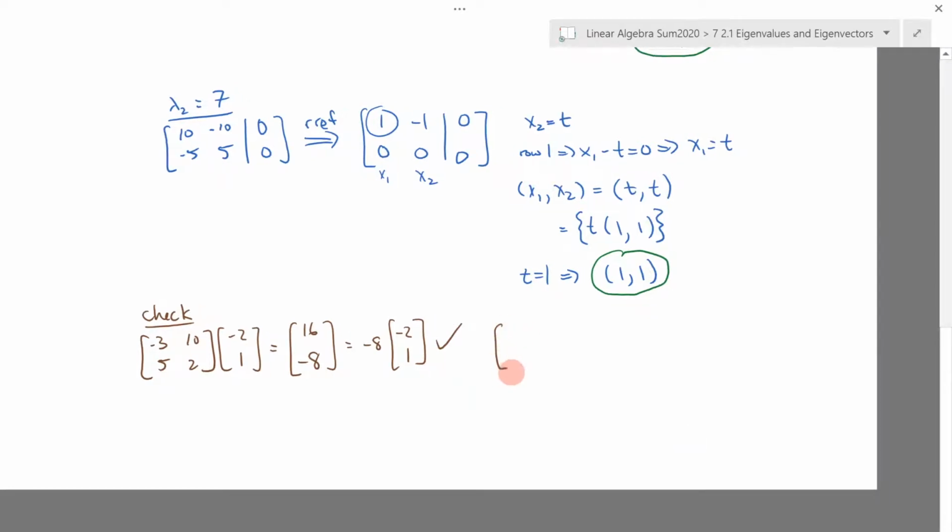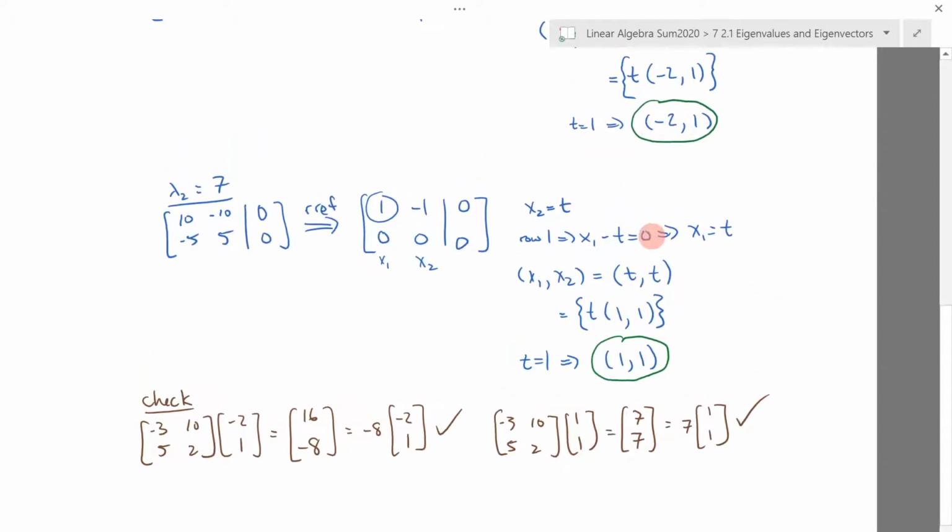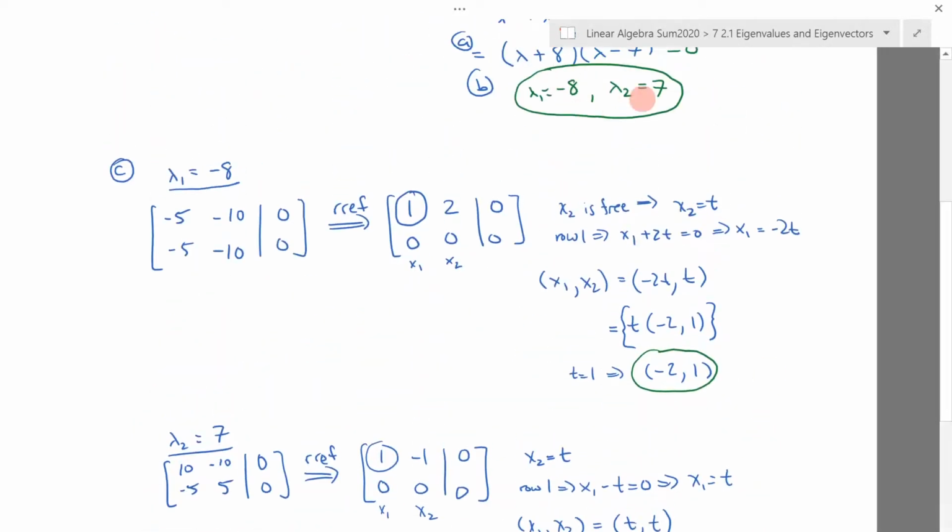What about the second one? So -3, 10, 5, 2 times this eigenvector (1, 1). So what is this? -3 plus 10 is 7. 5 plus 2 is also 7. But this is just 7 times the original vector. So this also checks out. Okay, so we have 2 eigenvectors, and also the corresponding eigenvalues check out, right? So -8 and 7.